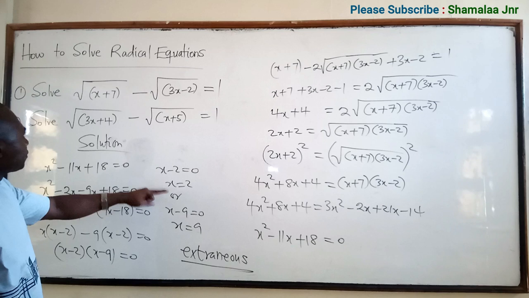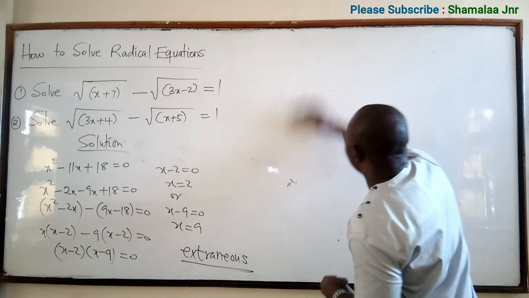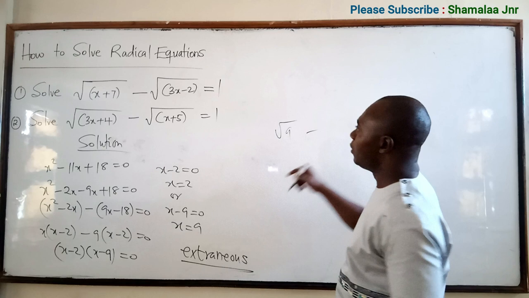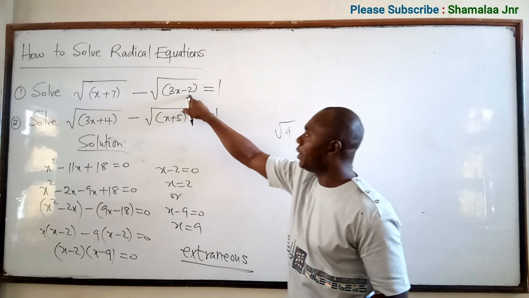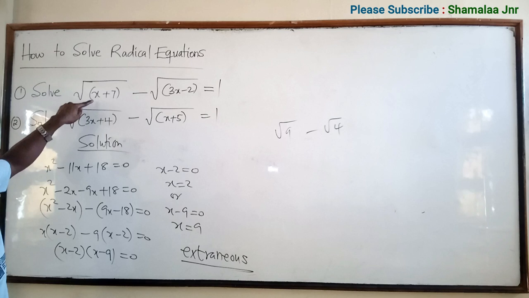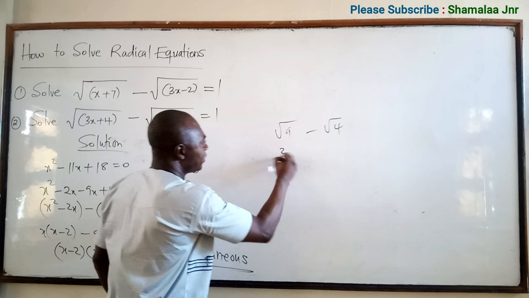Now, when x is equal to 2, let me just clean the side. When x is equal to 2, if you put 2 here, this will be 2 plus 7, that is 9, square root of 9, minus, when you put 2 here, 3 times 2 is 6, minus 2, that is 4, square root of 4. You have to look on the board. Now square root of 9 is 3, minus square root of 4, which is 2, and this is 1.